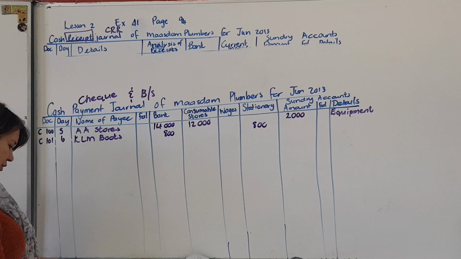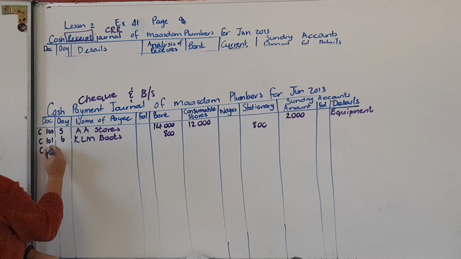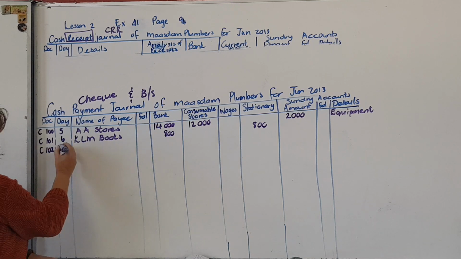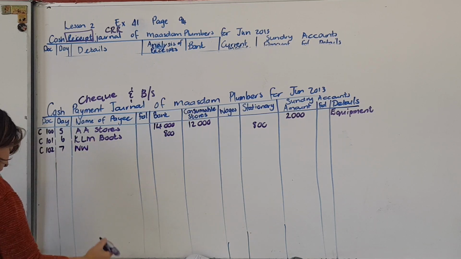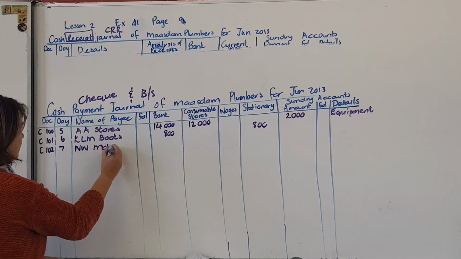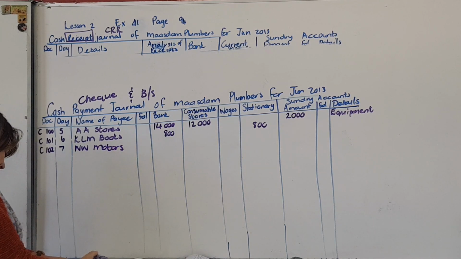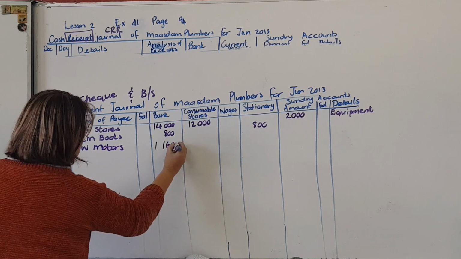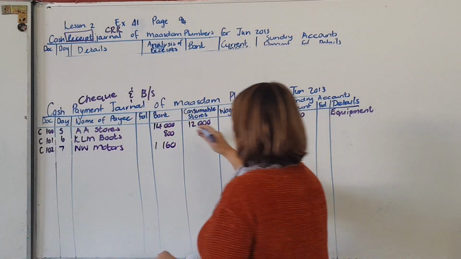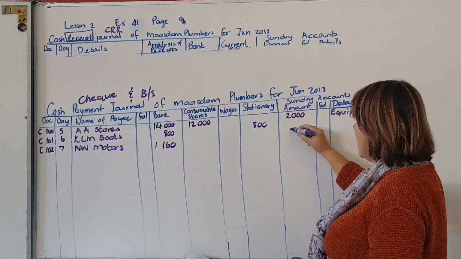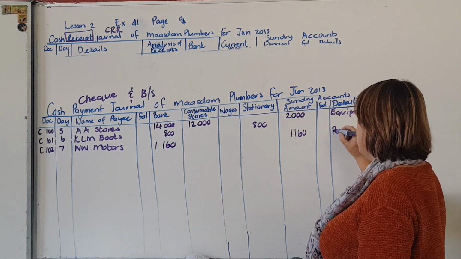Then my next transaction is on the 7th. Pay WW Motors 1160 per check for repairs. Right, so check number 102 on the 7th, WW Motors, an amount of 1160, and we do not have a repairs column. 1160 repairs.